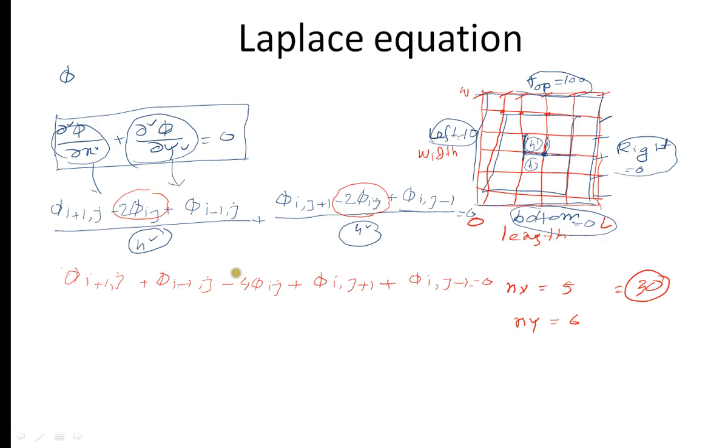Okay, so we are interested to find our solution at this point, phi i j, right? So we need the four neighboring points. So for example, I'm going to draw the figure here. If it is i comma j, this point should be i plus 1 comma j, this point should be i minus 1 comma j, and this point should be i comma j plus 1. I think I have made a mistake.